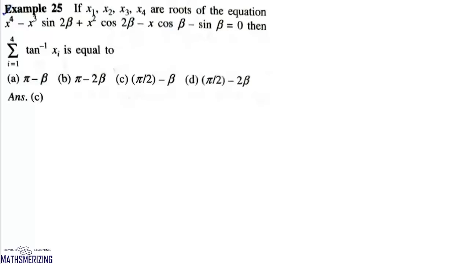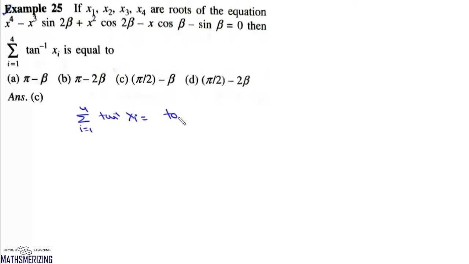Now here the question is, if x1, x2, x3 and x4 are roots of the equation x to the power 4 minus x cube sine 2 beta plus x square cos 2 beta minus x cos beta minus sine beta equals 0, then we need to find the value of summation i varies from 1 to 4 tan inverse xi.